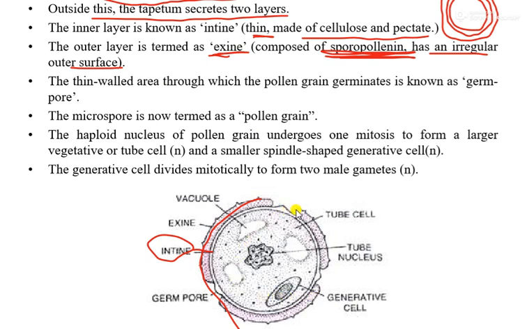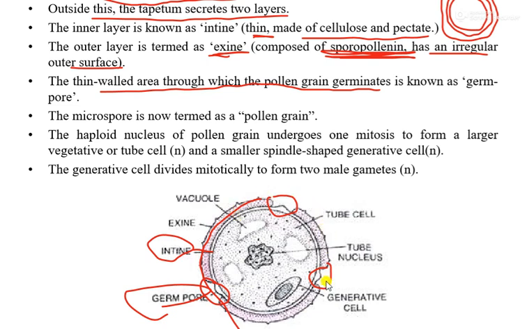It is not smooth. Now in between this exine, you see some thin walled area. These are the thin walled area seen in between the exine. These structures are known as germ pore. The thin walled area through which the pollen grain germinates is known as germ pore. Now these are the structures through which the male gametophyte, which will be formed inside the microspore, will germinate through a pollen tube.